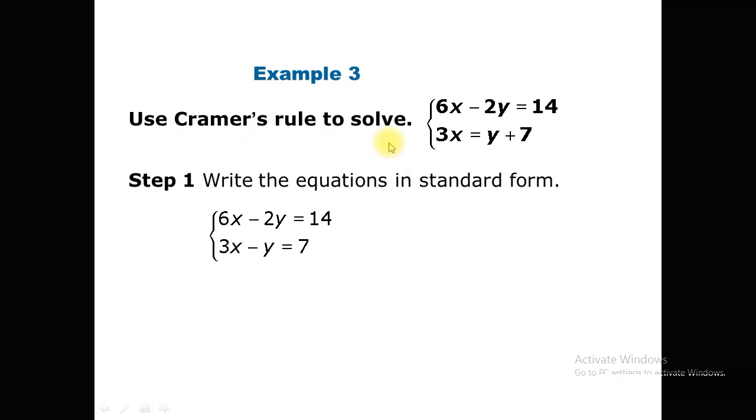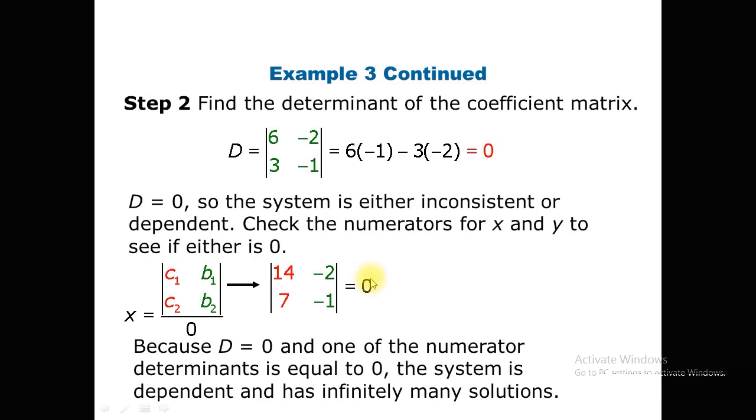Now there is another example. In this system we have the first equation, 6x minus 2y is equal to 14, and 3x is equal to y plus 7. First of all, rearrange. The first equation is 6x minus 2y is equal to 14, and the second equation will be 3x minus y is equal to 7.